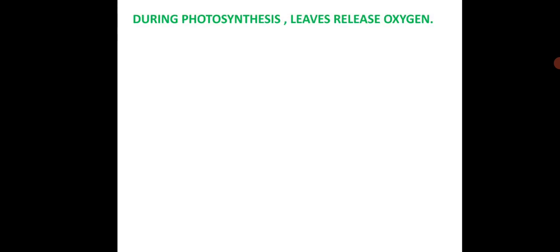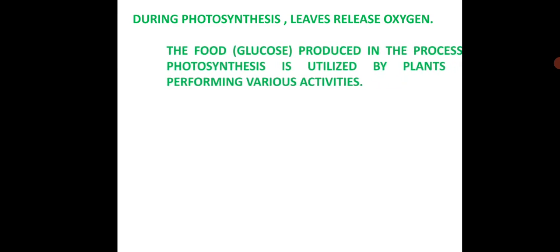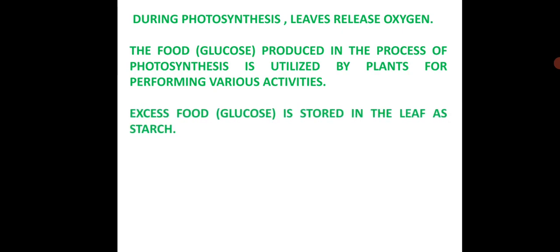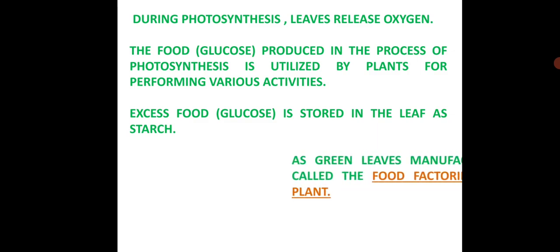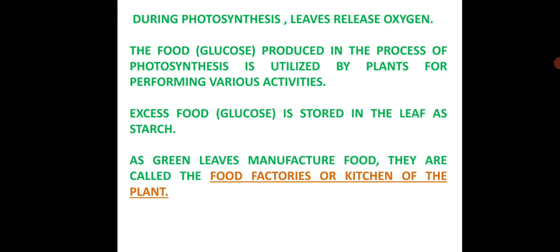Photo means light and synthesis means putting together. During photosynthesis, leaves release oxygen. The food, that is the glucose produced in the process of photosynthesis, is utilized by plants for performing various activities. Excess food, that is the glucose, is stored in the leaf as starch. As green leaves manufacture food, they are called the food factories or kitchen of the plant.